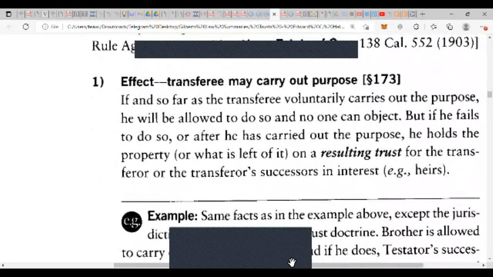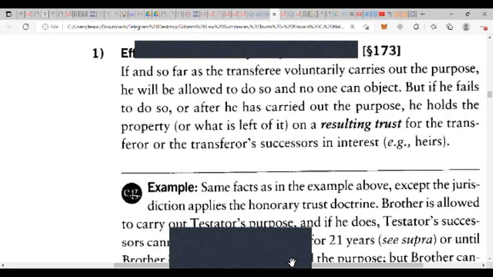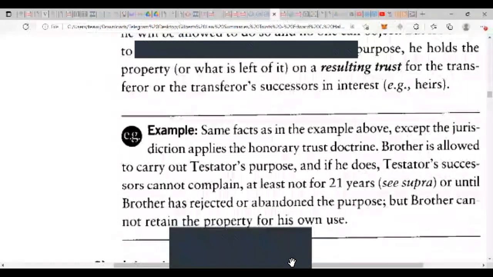If and so far as the transferee voluntarily carries out the purpose, he will be allowed to do so, and no one can object. But if he fails to do so, or after he has carried out the purpose, he holds the property, or what is left of it, on a resulting trust for the transferor or transferor's successors in interest, such as their heirs.